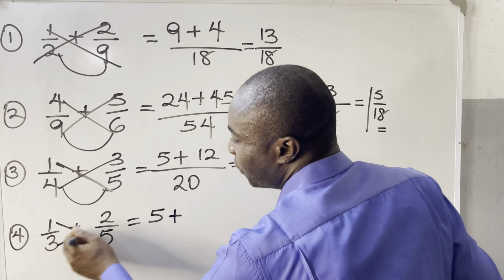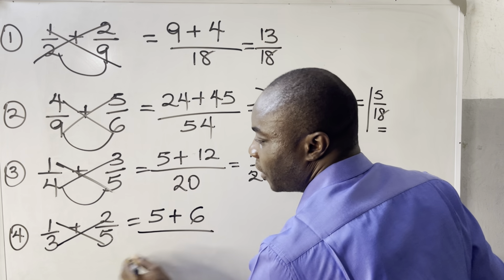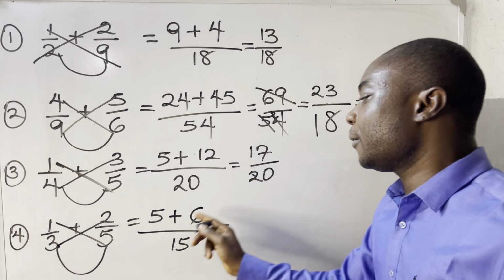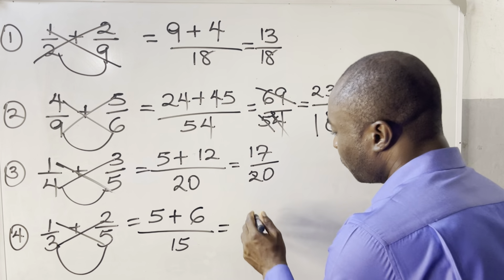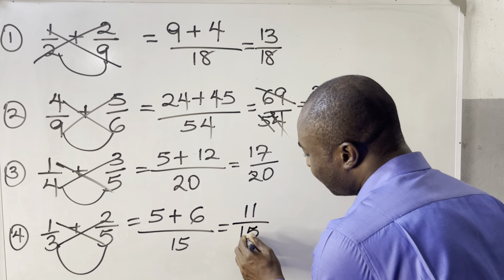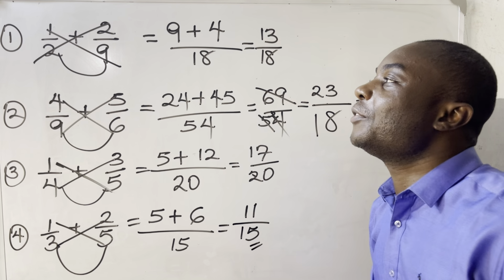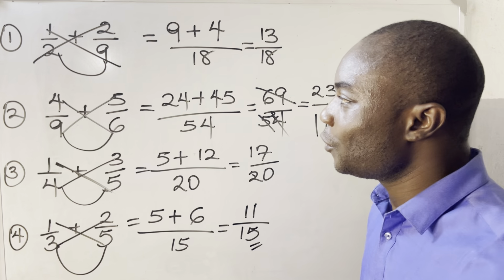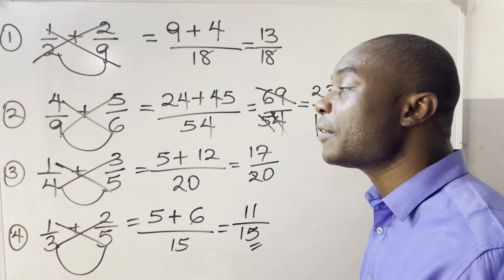All right, and 3 times 2 is 6. Then 3 times 5 is 15. 5 plus 6 is 11. So we'll write down our 11 and we'll bring our 15. All right, now this is addition of fractions that have different denominators. We call them unlike fractions.